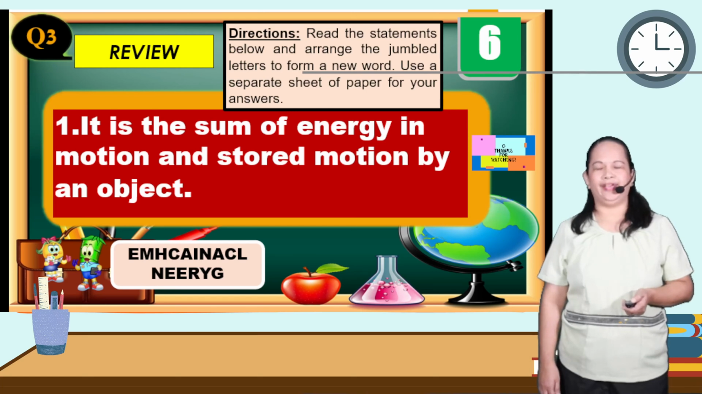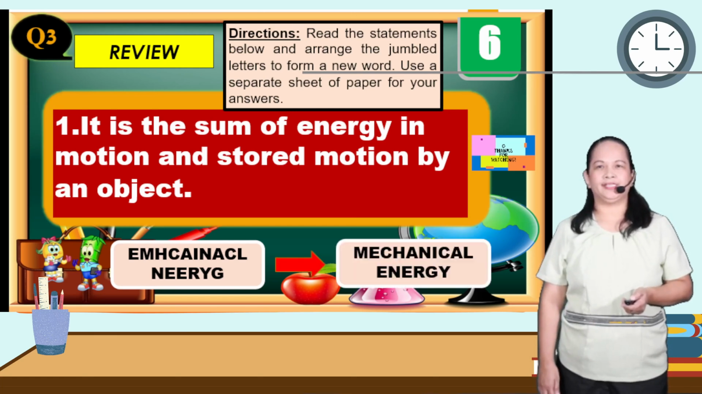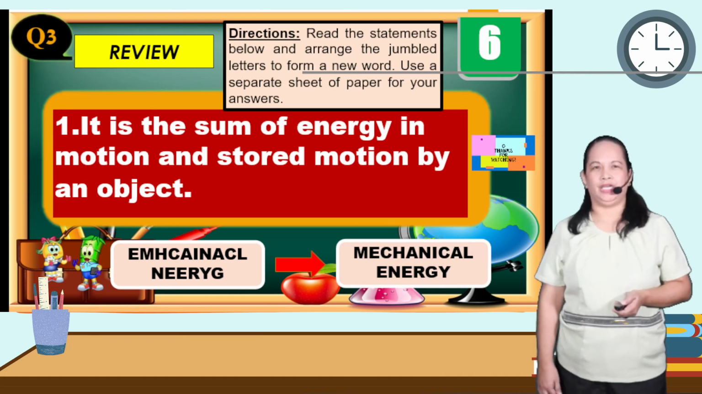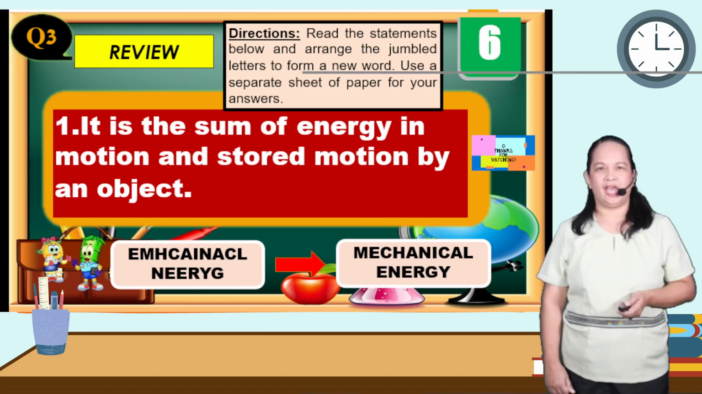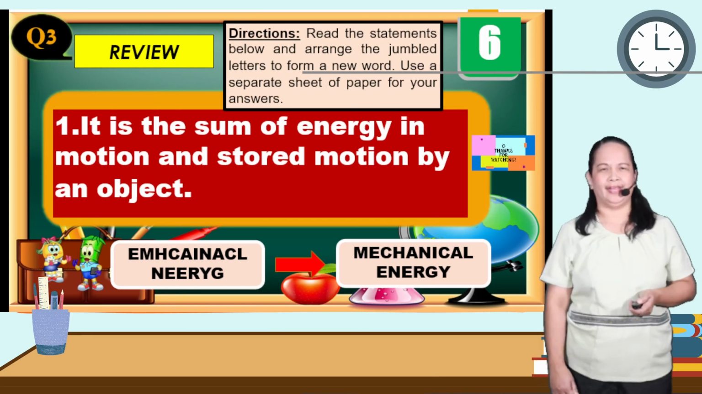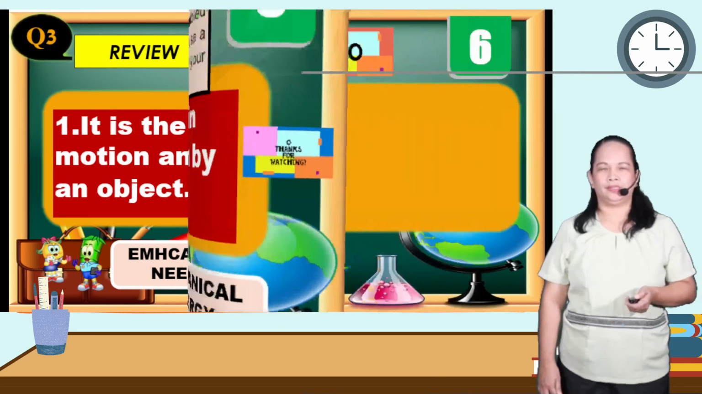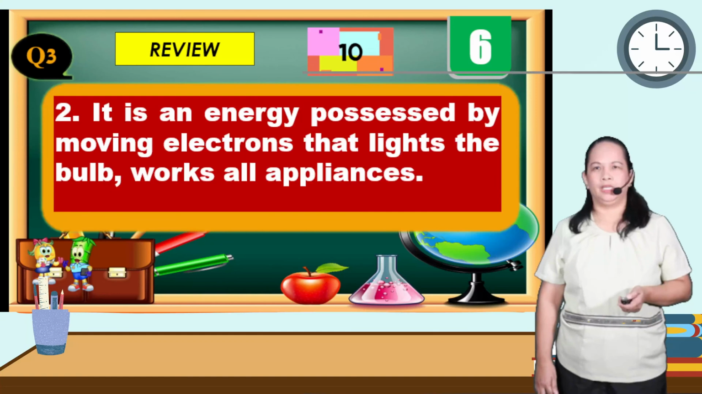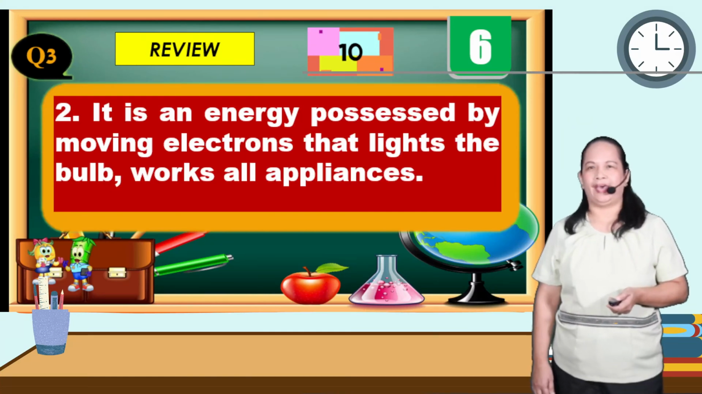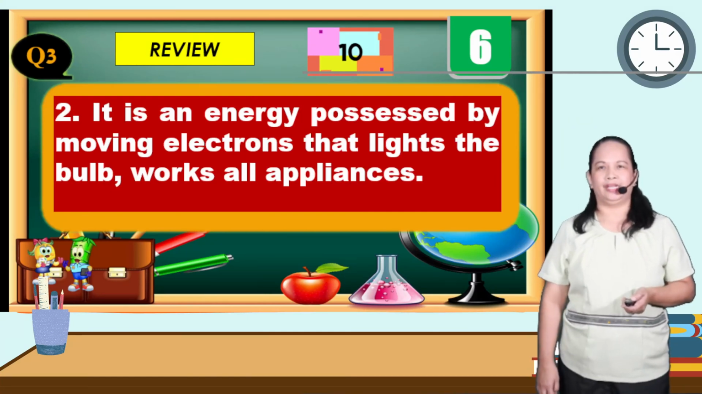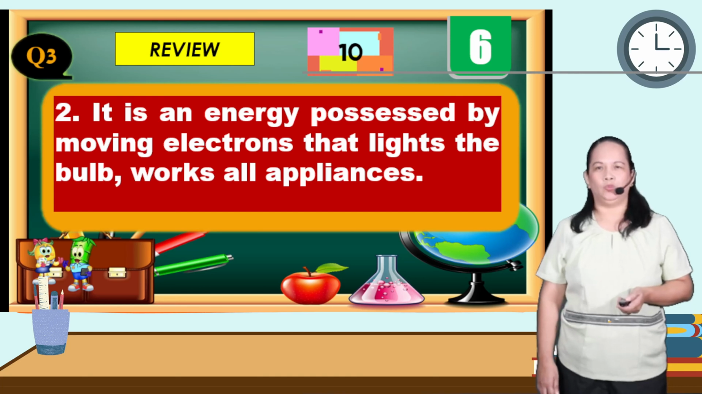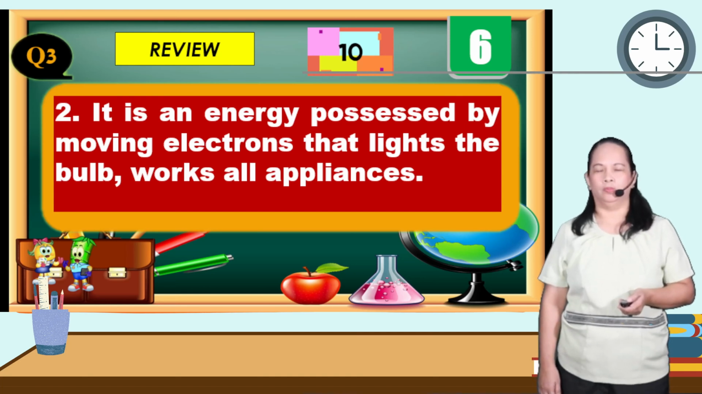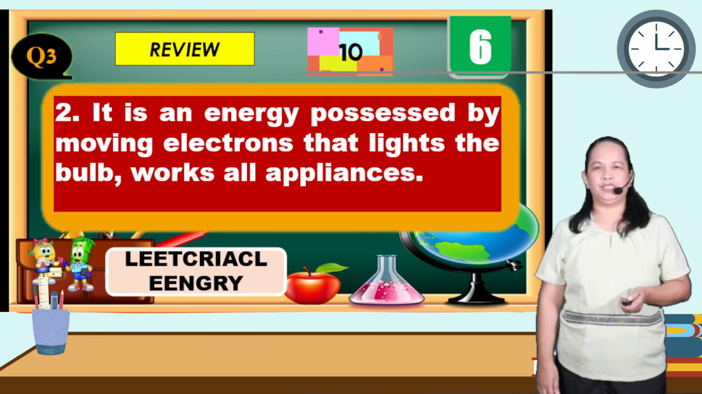Okay, so the correct answer is, it is mechanical energy. Good job, grade 6 learners. I know that you've got the correct answer. Statement number 2. It is an energy possessed by moving electrons that lights the bulb, and it works all appliances at home. Here are the jumbled letters. Timer starts now.